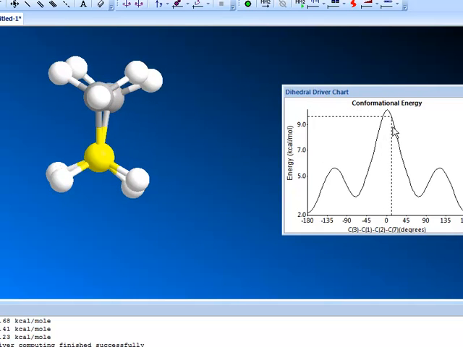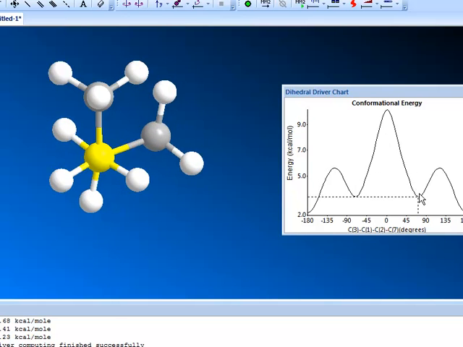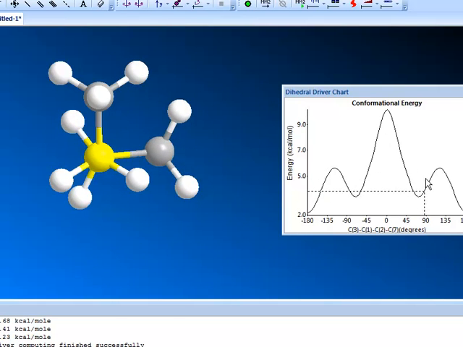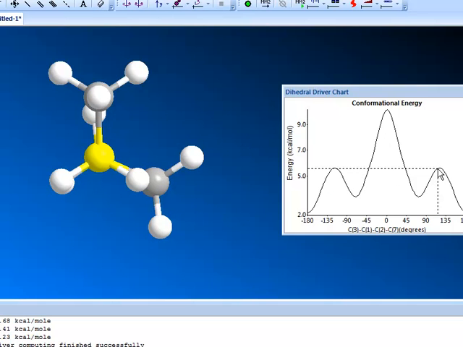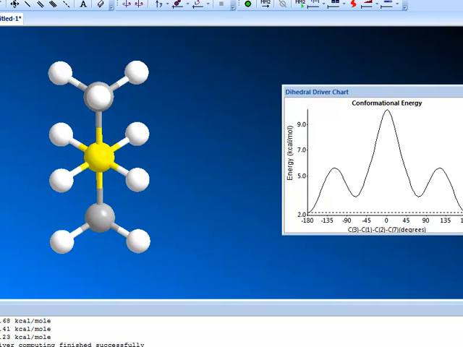As we head down this part of the graph, we can see the two methyl groups getting away from each other, back into the minimum, where they are gauche, and then back up to a local maximum, in which the methyl and the hydrogen are eclipsed, and then finally back down to the global minimum, in which the two methyl groups are as far away as possible from each other.